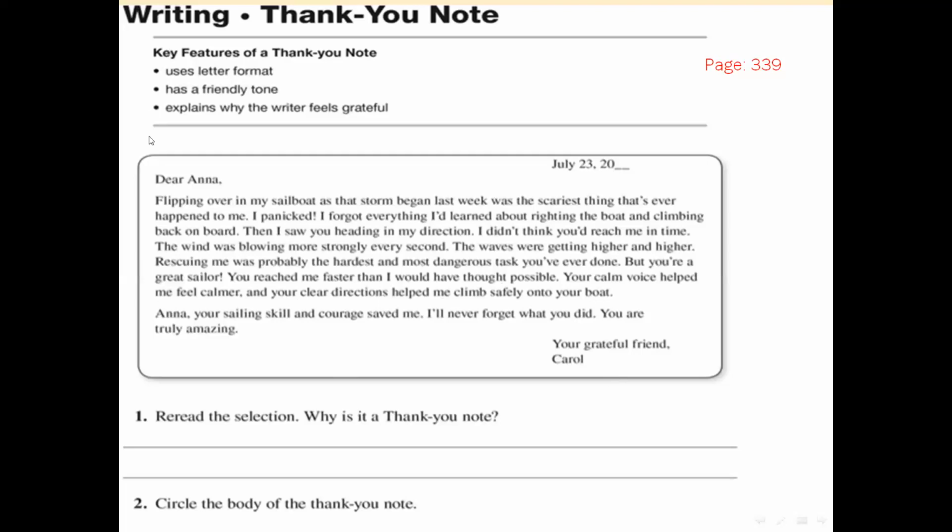So here in this thank you note, she's thanking her for a service she did for her. She rescued her. She saved her life. Let's see what the first question is. Reread the selection. Why is it a thank you note? Why do you think it's a thank you note?